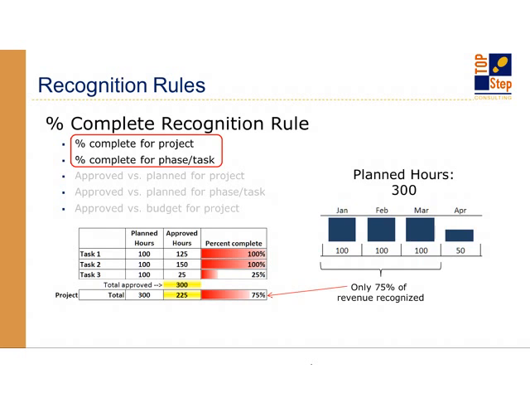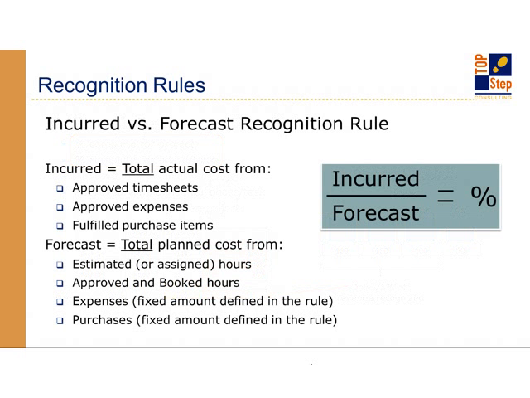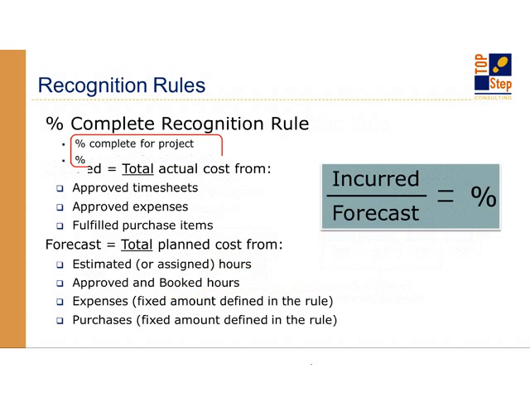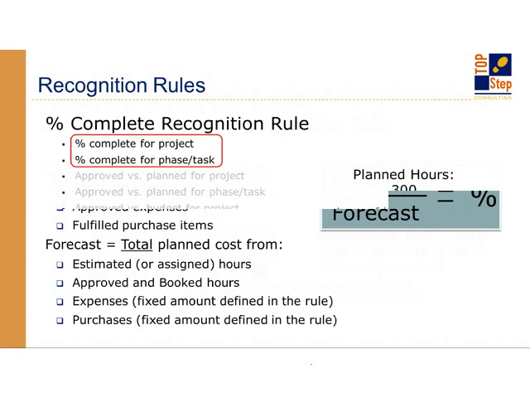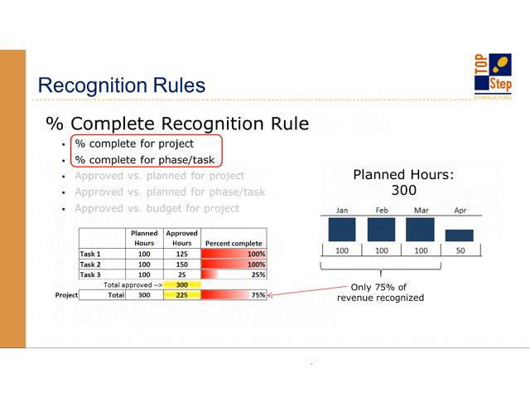Now keep in mind, one final note on this. This doesn't do you any good if you only have one task on your project, right? Because you're going to go over budget on that one task. You'll have recognized all of the revenue once it reaches 100% complete. So this really becomes useful when you have multiple tasks on your projects.